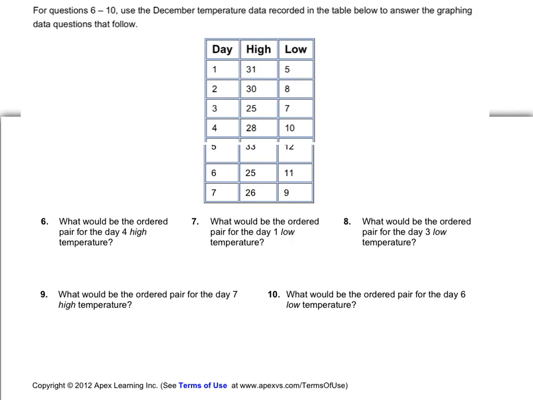Question 7 says, what would be considered the ordered pair for the day 1 low temperature? I'm ignoring the high column, so my day 1 gave me a low temperature of 5. And number 9, what would be the ordered pair for the day 7 high temperature? Well, day 7 had a high of 26.